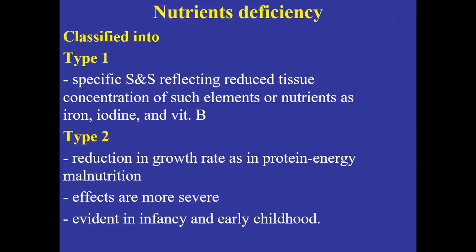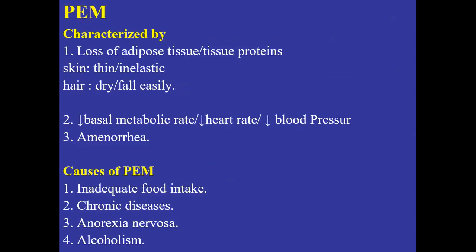النيوتريشنال ديفيشنسي مقسمة إلى تايب 1 وتايب 2. التايب 1 بيه specific sign and symptom زين reflecting reduced tissue concentration of such element or nutrient as iron, iodine and vitamin D. Type 2 reduction in the growth rate as in protein energy malnutrition، هذا تاخذوه بالتفاصيل إن شاء الله بالأطفال. Effects يكون more severe and usually affect the infancy and early childhood.